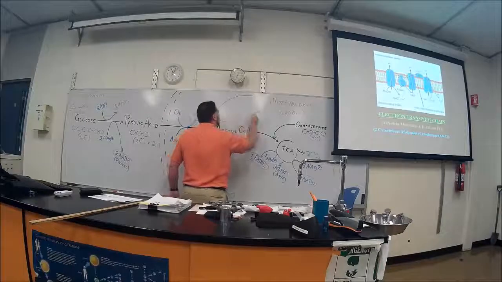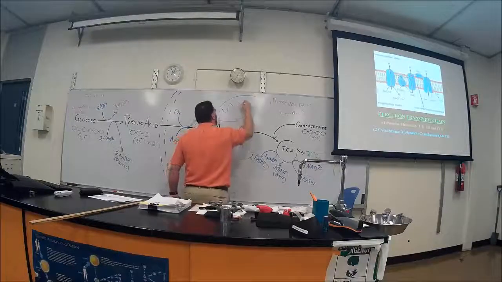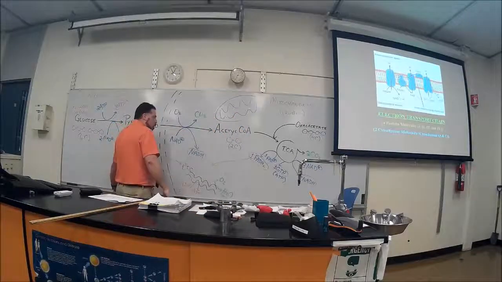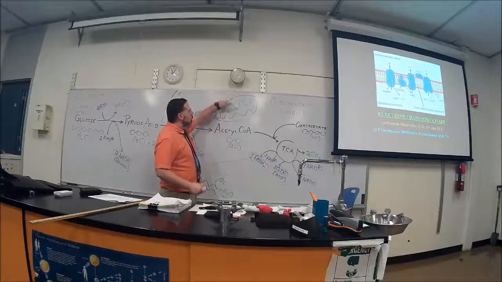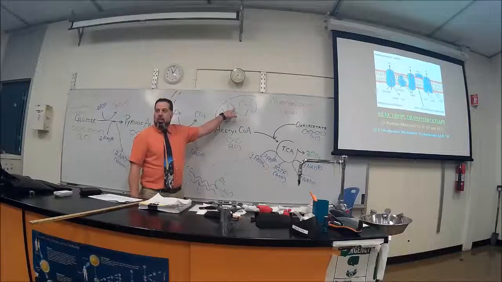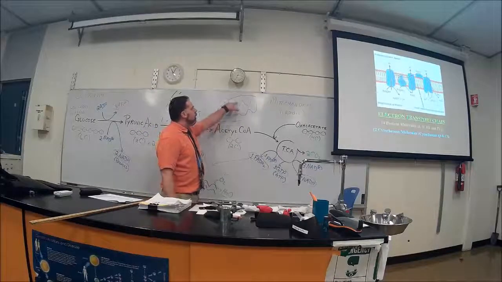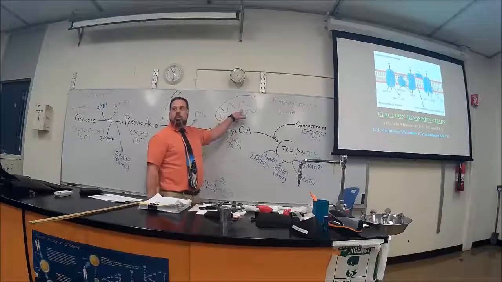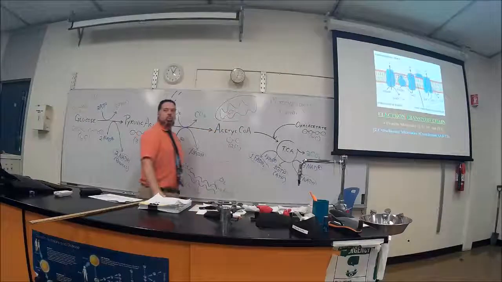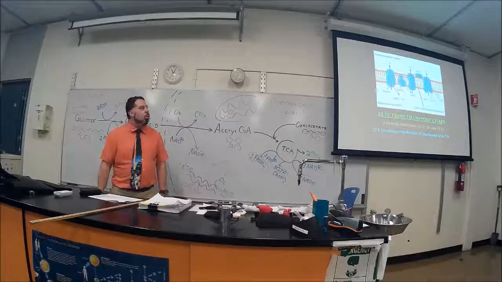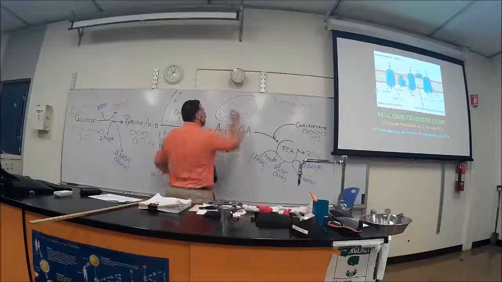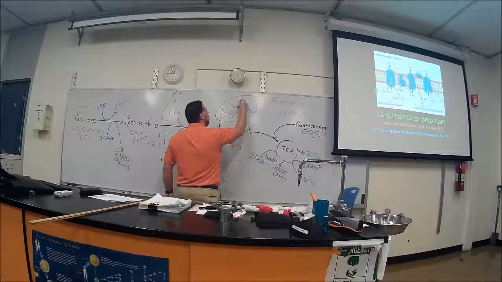You have your mitochondria. The outer membrane, the inner membrane. The inner membrane is also referred to as the cristae. You have the intermembrane space and the matrix. The citric acid cycle takes place in the matrix. Where all of this is embedded, it's going to be embedded in here, in the cristae.